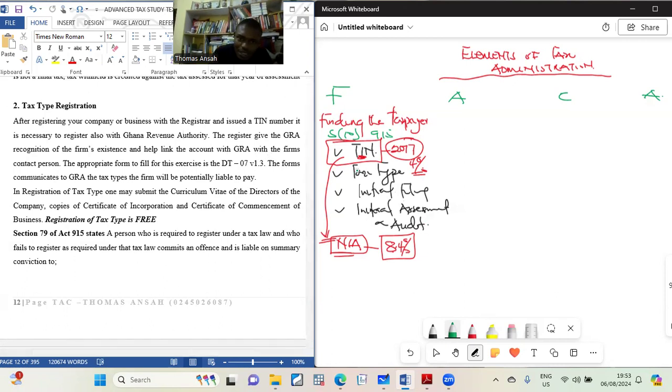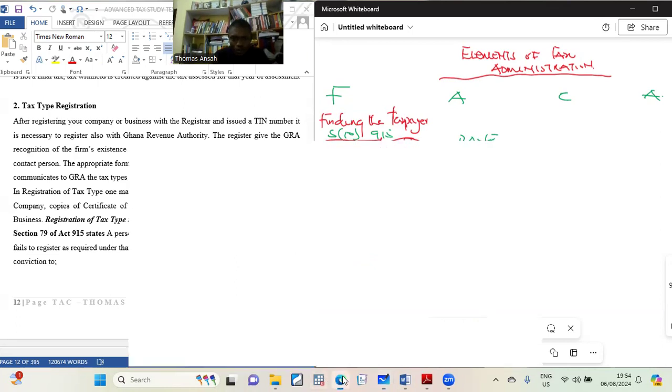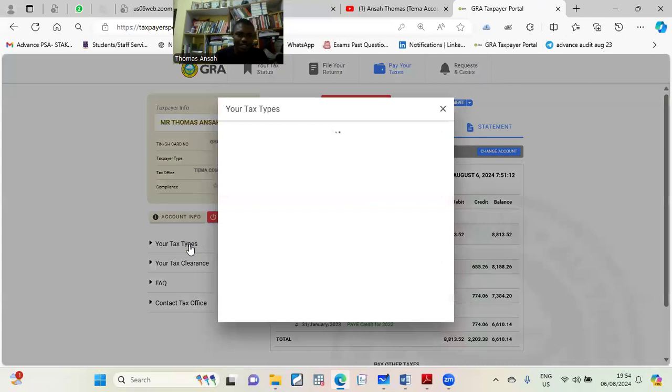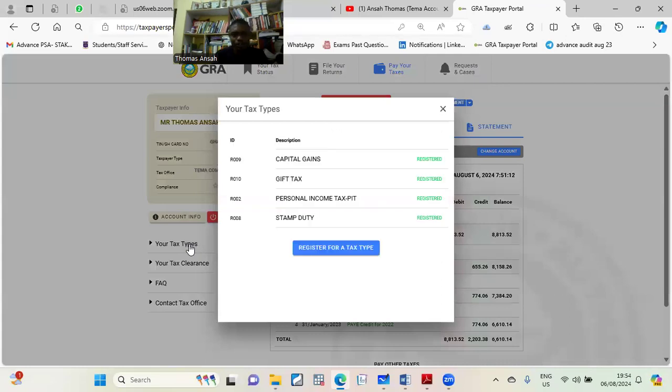So as an entity, what tax type? If you are an entity like Famous, the one you just said, it means you have to register for PAYE. It's a tax type. If you are eligible for VAT, you register for VAT. Whichever one that you are eligible to register, you register. So once again, when you come here, you see tax type, your tax type.